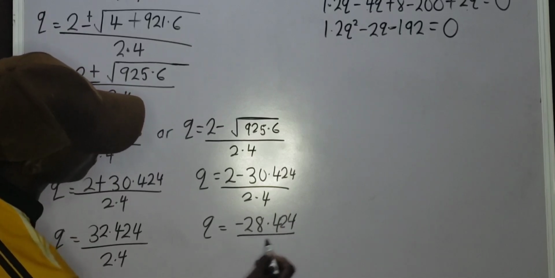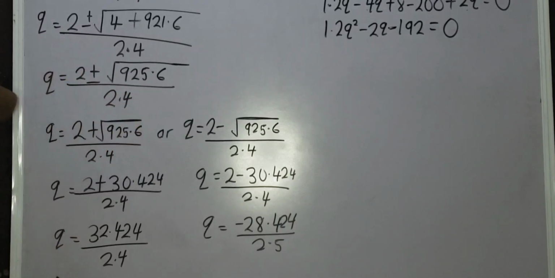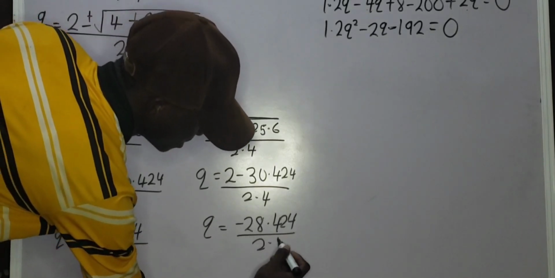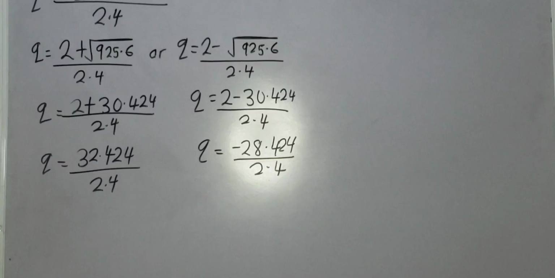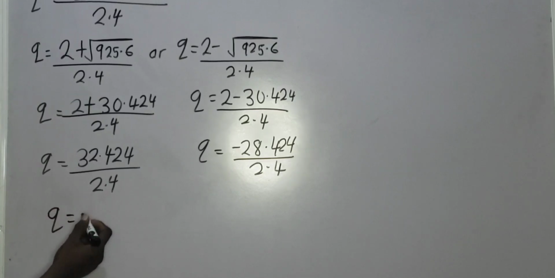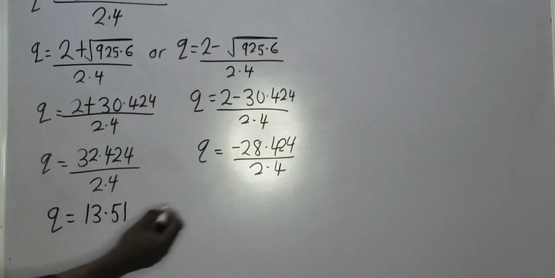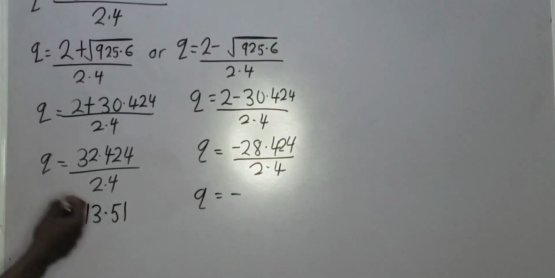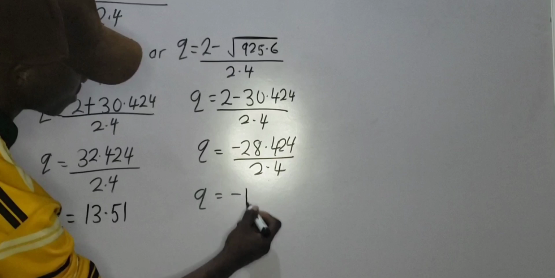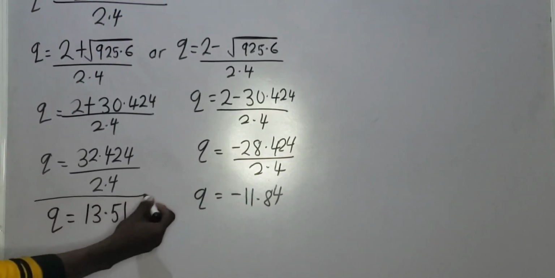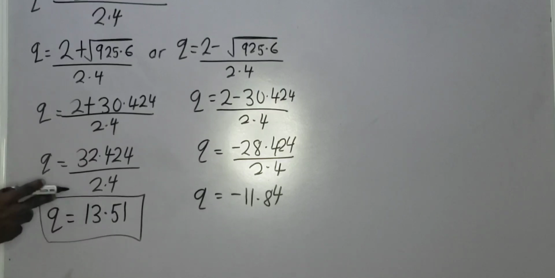28.424 all over 2.4. So if you divide both Q by 2.4, this is not 2.5, it is 2.4. Sorry, this is 2.4. Do you understand? So if you divide both Q by 2.4, the positive Q will be equals to 13.51. And the other will be equals to Q is equals to negative 11.84. But we are not going to choose the negative one. We are going to choose the positive Q. So Q is equals to 13.51.